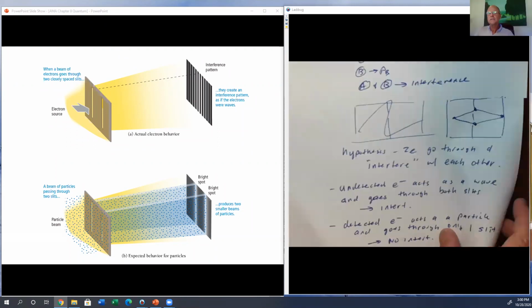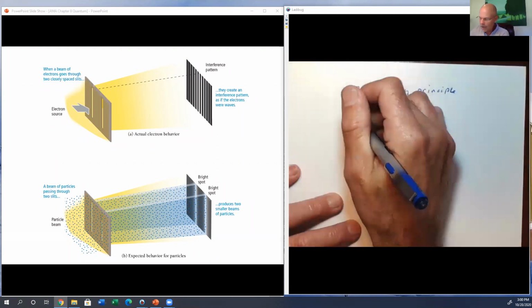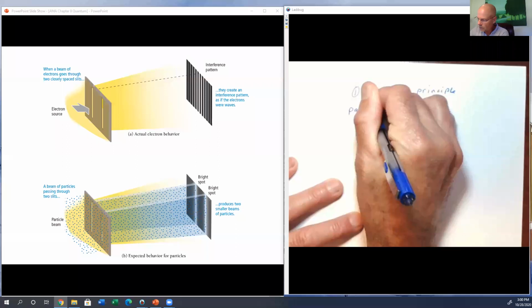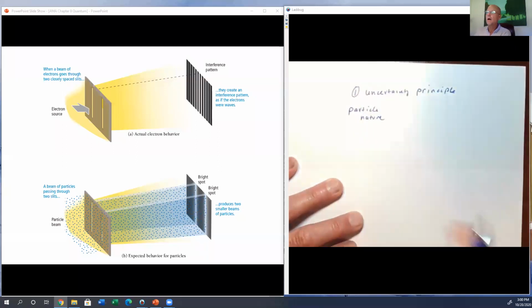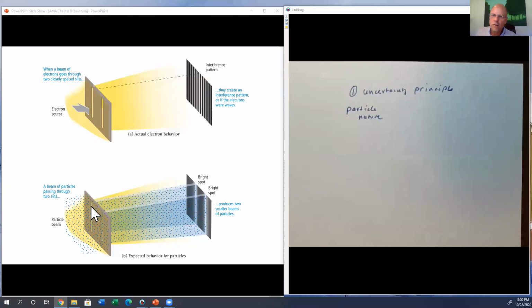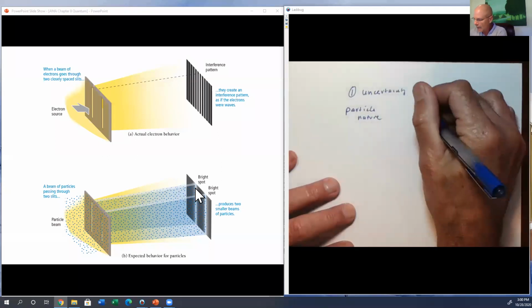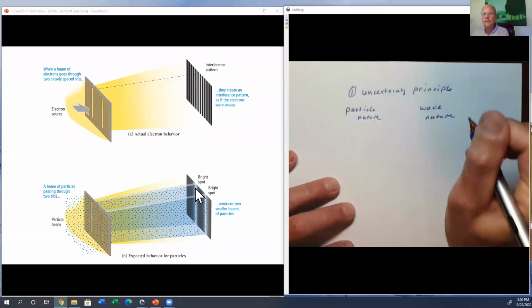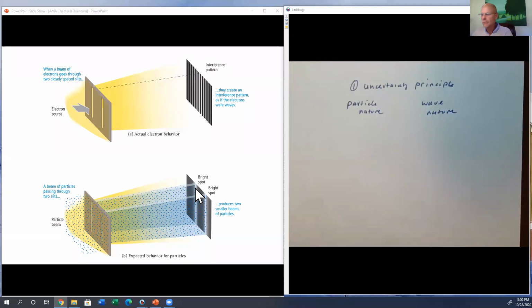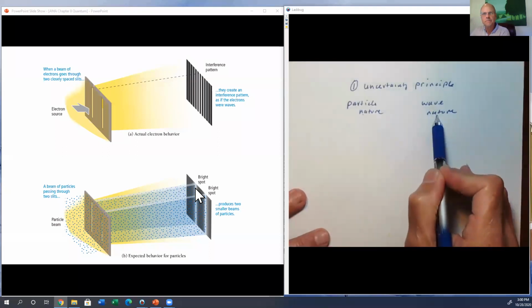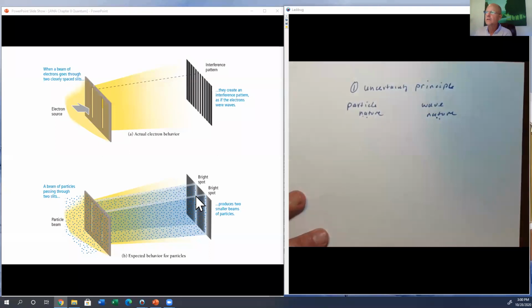So the uncertainty principle says that the electron has a particle nature. What's the particle nature? The particle nature is this, right? When it goes through one slit and only one slit, and it produces a bright spot, right? It has a particle nature and it has a wave nature, okay? What the uncertainty principle says is that you'll never see both of these at the same time, all right? The uncertainty principle says you'll either see it as a particle or as a wave. You won't see both. So when you're seeing this, you're seeing the wave nature. When you see this, you're seeing the particle nature. You can't figure out which hole it's going through and get the interference pattern.